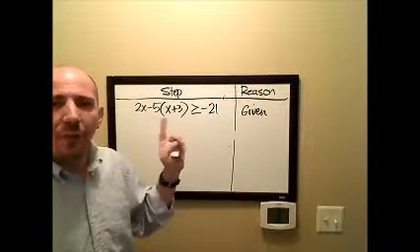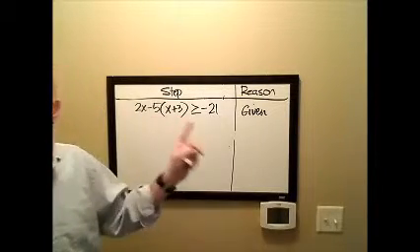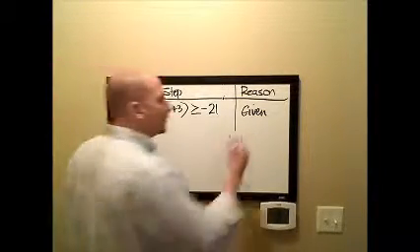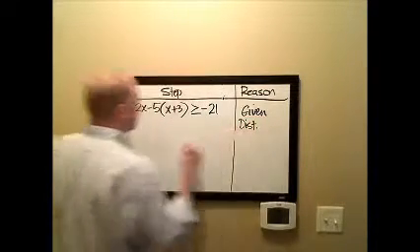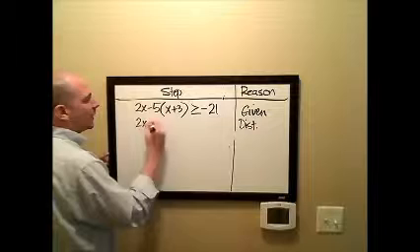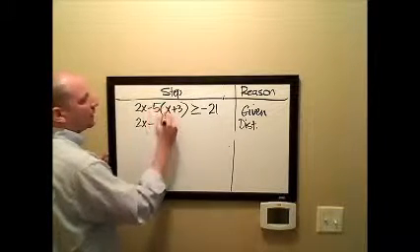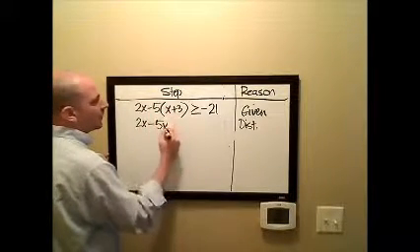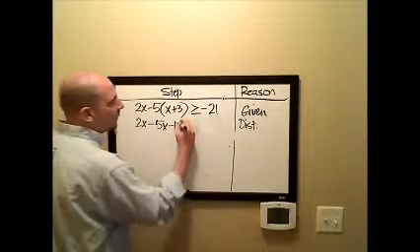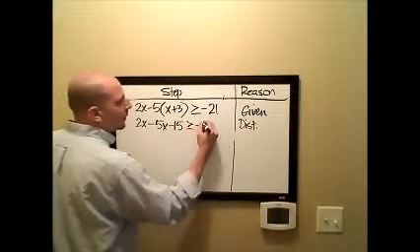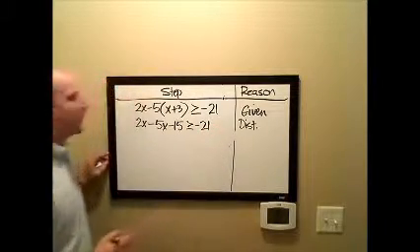So I'm going to have to perform the distribution as the first step towards finding x. So distribution. And I'm going to carry down my 2x. Minus 5 times x is 5x. And the opposite of 5 times 3 is the opposite of 15. The opposite of 21. Okay.